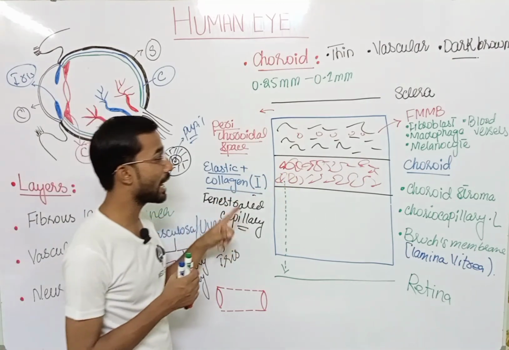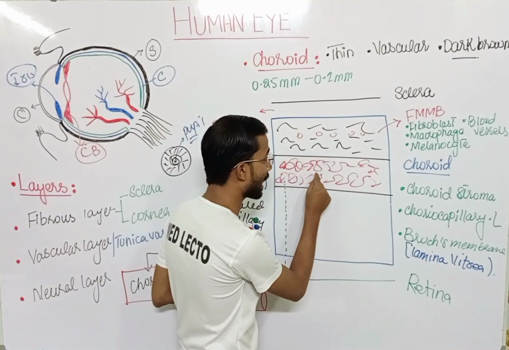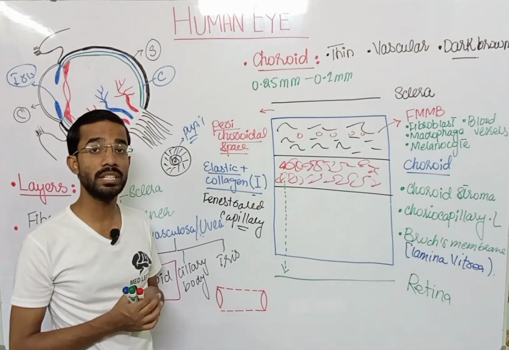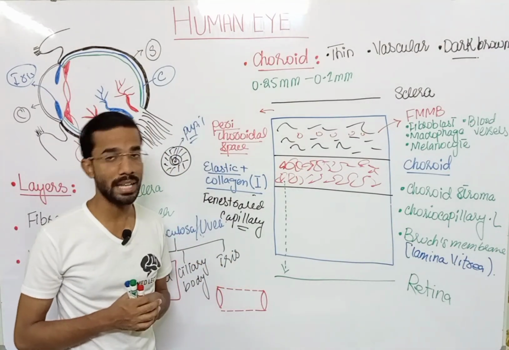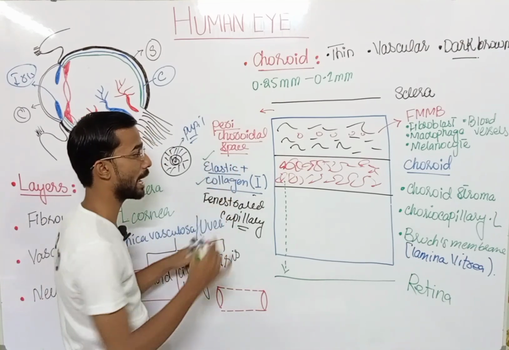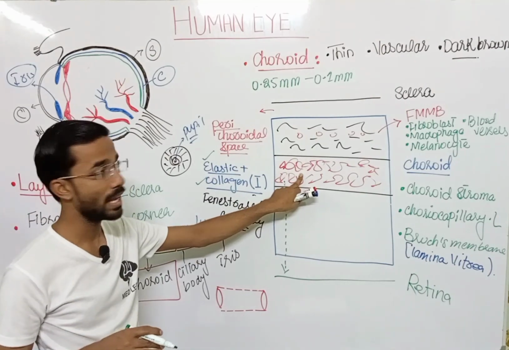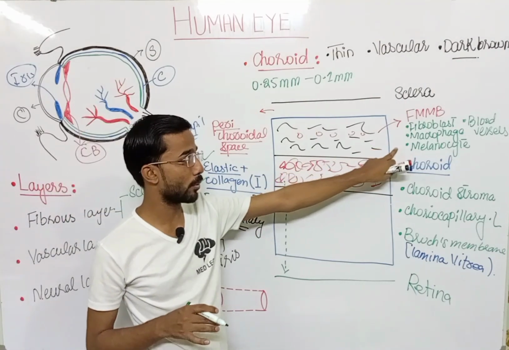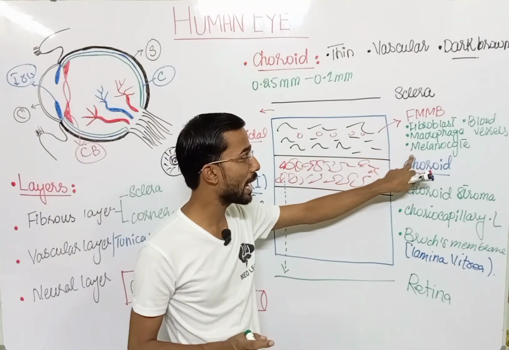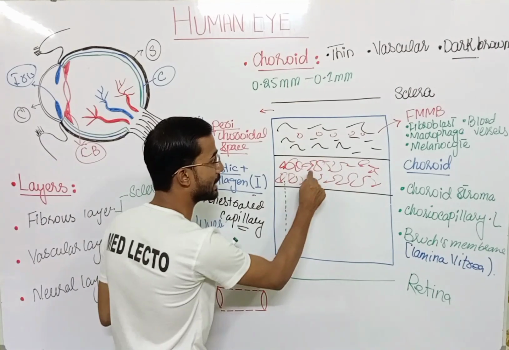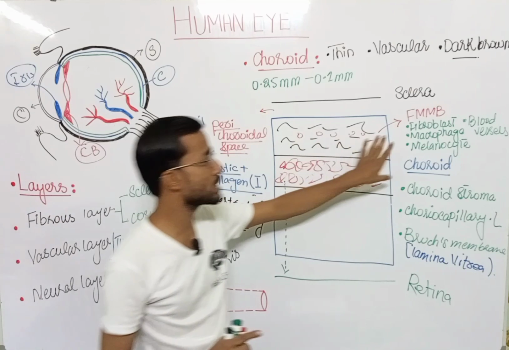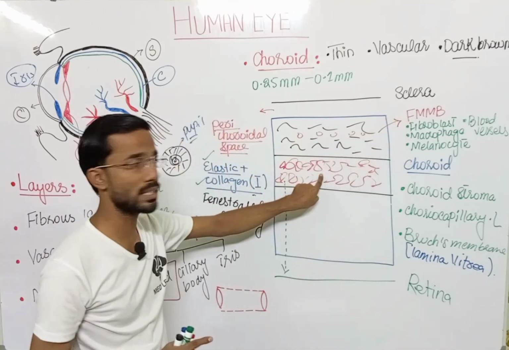Okay. And again, in the spaces between the choriocapillaries, you will see the presence of a lot of fibers and cells. Again you will see the elastic and collagen type 1 fibers also present in this layer. And you also see these components: fibroblast, macrophage, melanocyte. These fibers and cells are also present in this layer as well.